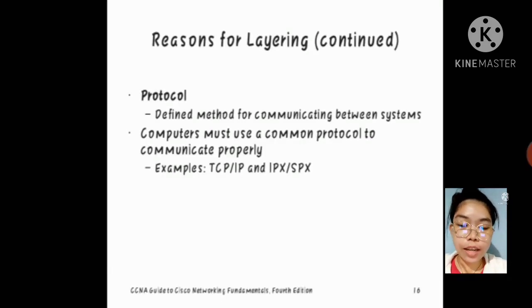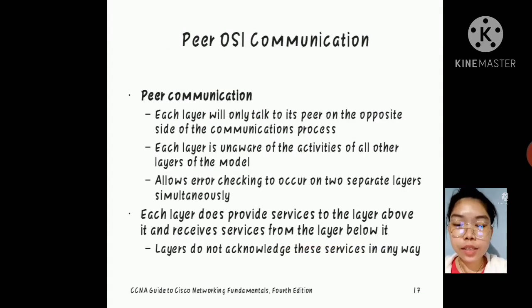Reasons for layering. First is the protocol. It is a defined method for communicating between systems. Computers must use a common protocol to communicate properly. Examples are TCP/IP and IPX/SPX. Next is the peer-to-peer OSI communication.